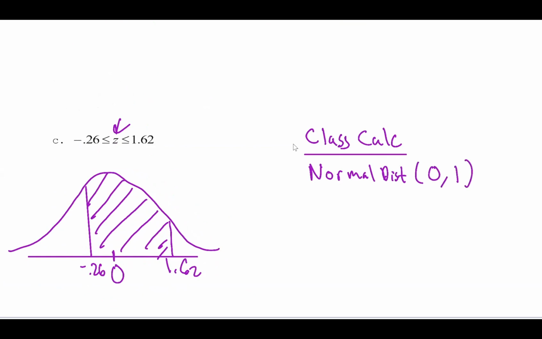Then since we are trying to find the probability, hit CDF. And then this should pop up. And all you have to do is put the lower bound and the upper bound. So for the lower bound, you put negative 0.26. For the upper bound, you put 1.62. Then you just punch that into ClassCalc. ClassCalc will give you the correct answer as long as you punch it in correctly. And that will be it for C. Any question for C?